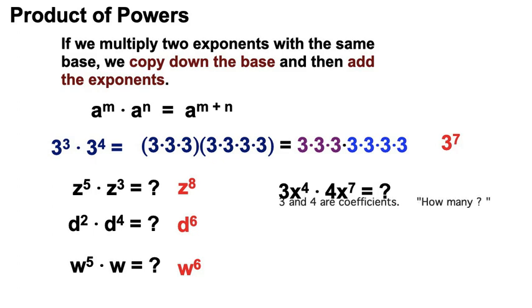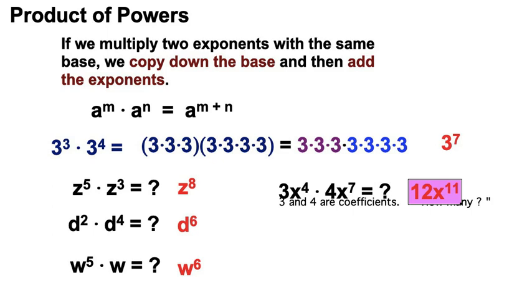So let's, they answer the question, how many? How many x to the 4ths do we have? How many x to the 7ths do we have? So let's copy down the base, right? That's going to be x. 4 plus 7 is 11.